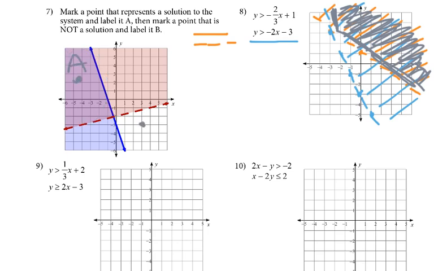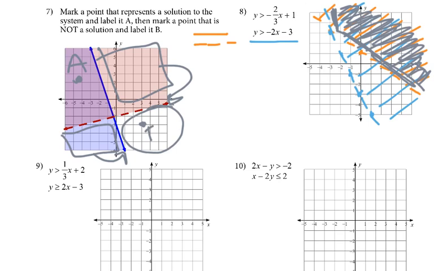A non-solution would be this area. This portion is a solution just to the red. This portion a solution just to the blue. But this portion is where there definitely is no solution at all. So there we go.